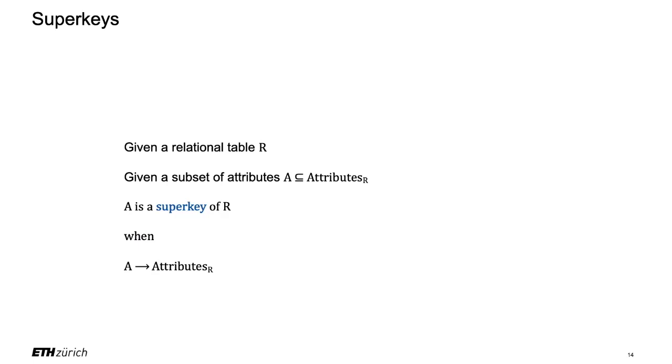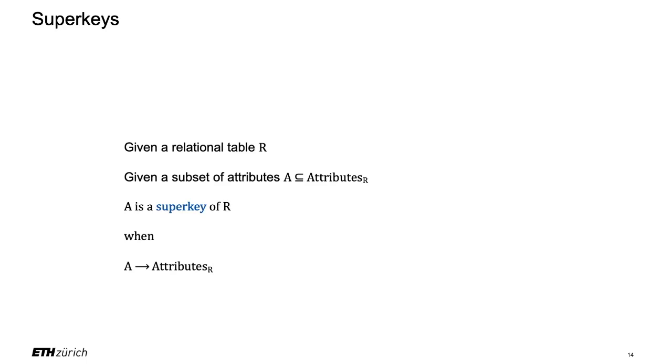We take a relational table, as always. We take a subset of the attributes, so some of the columns, and we have a definition of when and when not this set of attributes is a super key.